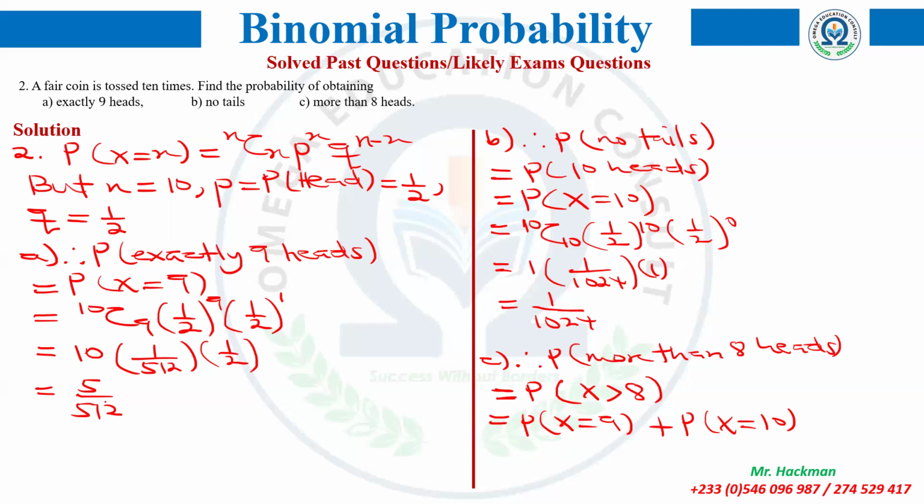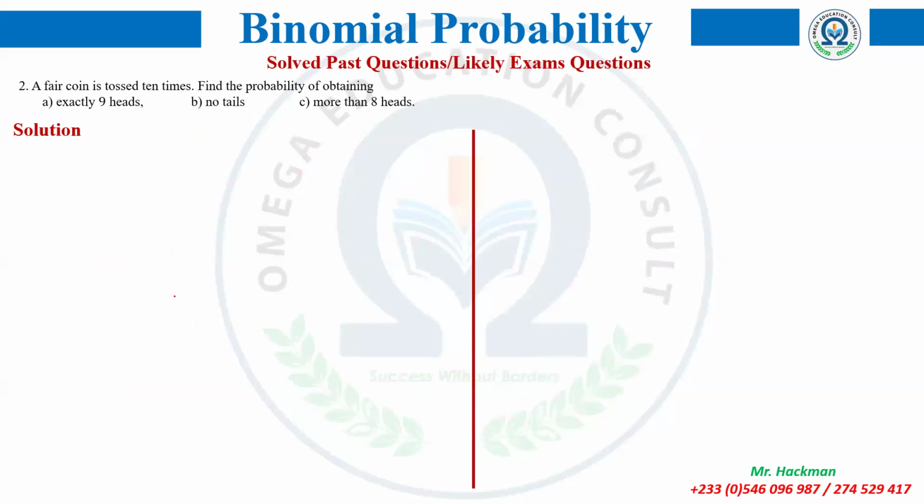So this one is 5 over 512, then 1 over 1024. So let's move on to the next page. So that will be equal to 5 over 512 plus what? 1 over 1024. Okay, so I'm waiting for your answer.